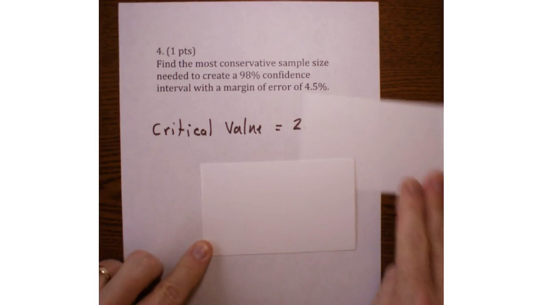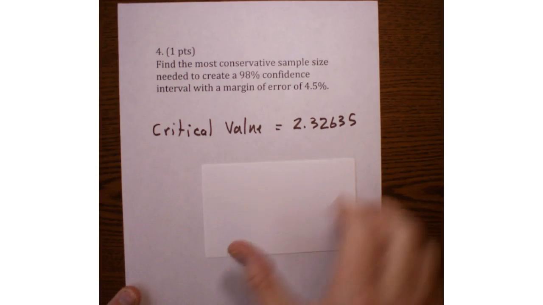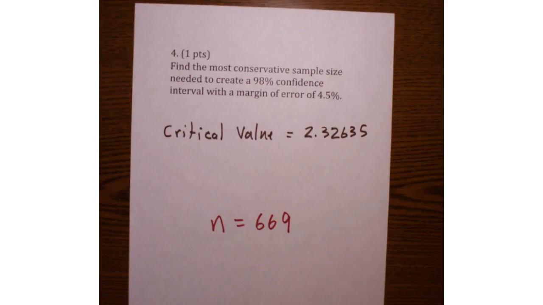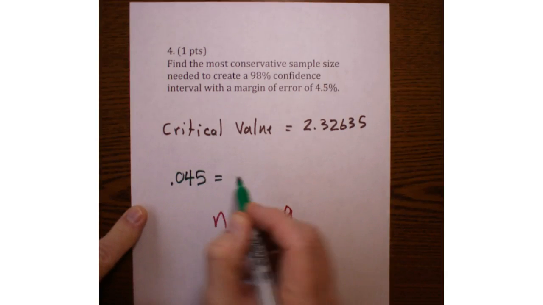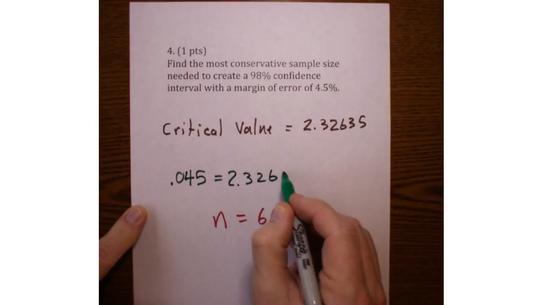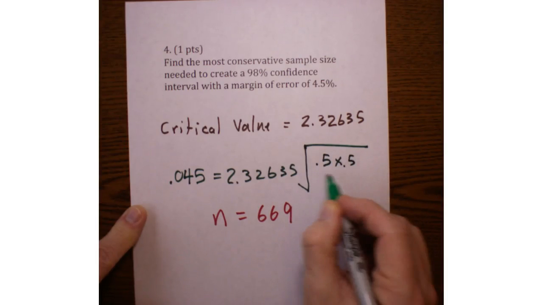So my critical value is 2.326. For 98% confidence, we probably use 2.326 or maybe 2.33, but that's what it is to 5 decimal places. And then my sample size looked like this. There's my sample size. And the equation that I had to solve would have looked like this: 0.045 equals 2.32635 times the square root of 0.5 times 0.5 over n.